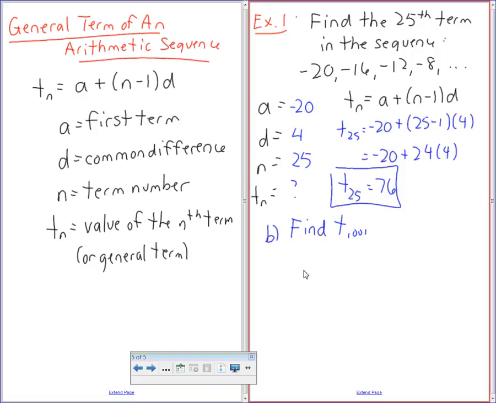All it's going to change now is n is going to be 1001, which makes this very powerful, right? So we want to say T1001 equals negative 20 plus 1001 minus 1 times 4. So you can see how much faster this is once you have a nice equation to solve these things. So 1000 times 4 is 4,000, 3,980. Confirm that for me.